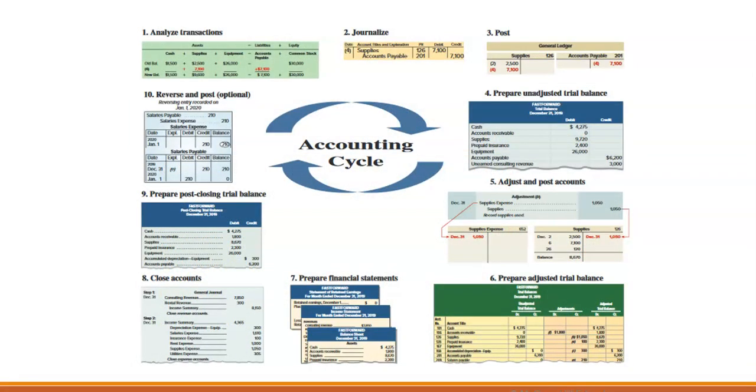Okay, so this entire accounting cycle: analyze transactions, journal, post, prepare the unadjusted trial balance, prepare adjusting entries, prepare the adjusted trial balance, prepare financial statements, and then we close those temporary accounts, or those income statement accounts, and then we prepare a post-closing trial balance.